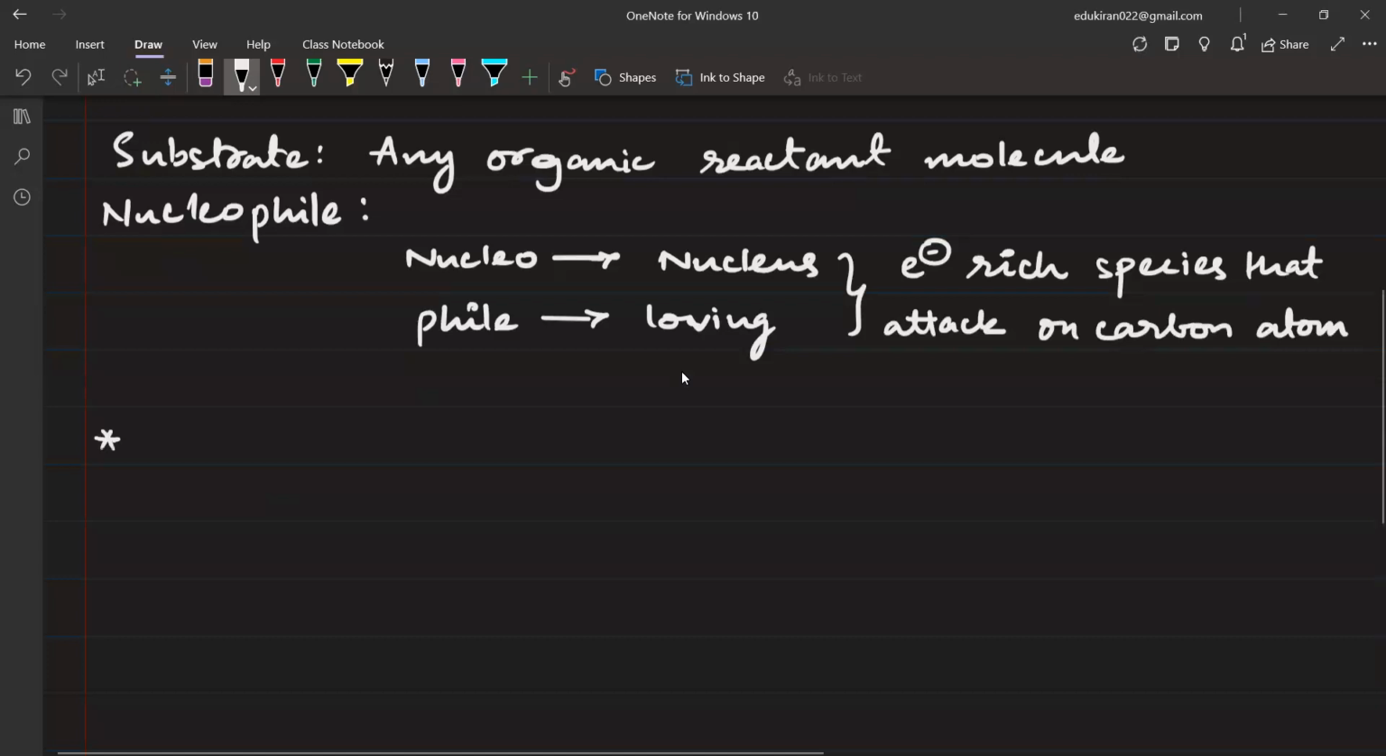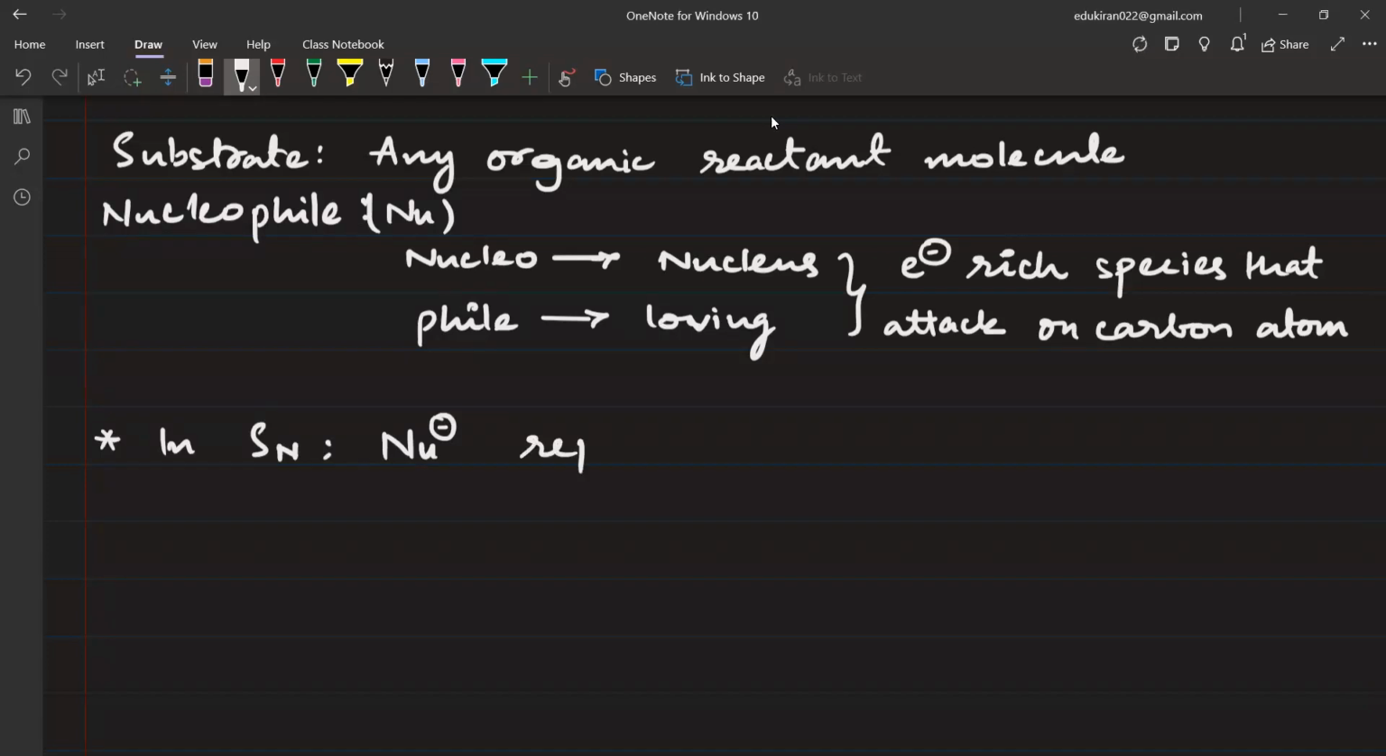You will write the next point. In SN, nucleophile is shown as Nu, and I put a negative sign always, showing that nucleophiles are negatively charged or have electron richness. In SN, what happens?